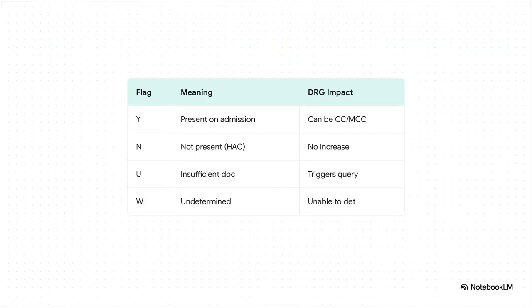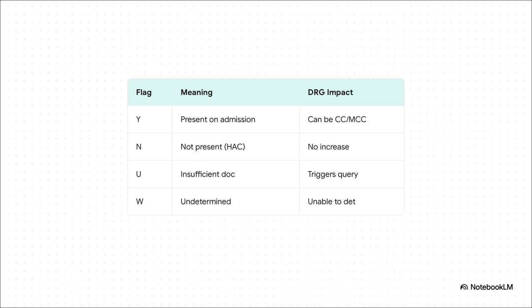We also have to be absolutely relentless about our present on admission, or POA, flags. Why? Because this heavily dictates hospital revenue and potential CMS penalties. I touched on this earlier with the pressure ulcers. A Y means the condition was present on admission and can act as a complication or comorbidity to actually increase the DRG weight. An N means it's a hospital-acquired condition.